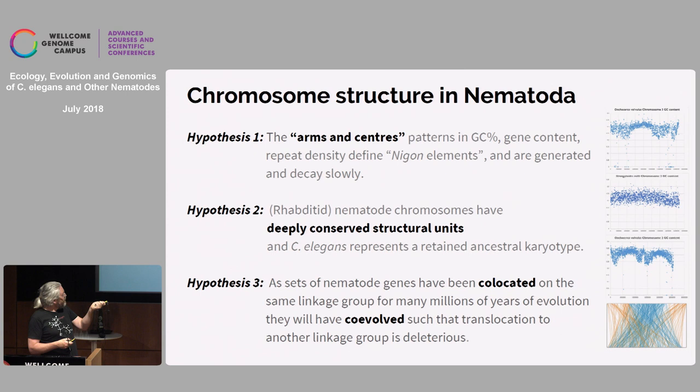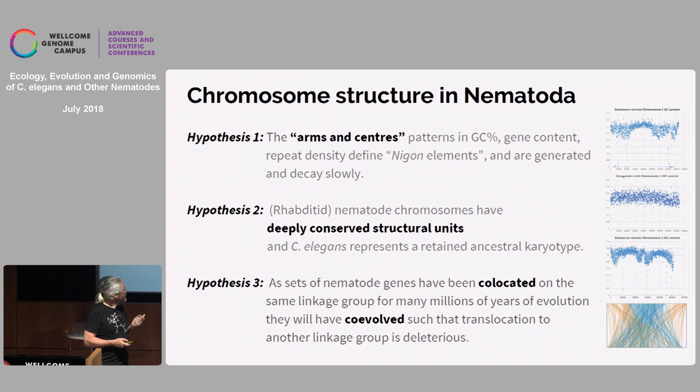The other thing this means is that the genes that are stuck on these units have been co-located on the same units for large periods of evolutionary time. So for Drosophila, that was about 39 to 40 million years. For these nematodes, we don't actually have a date for the base of 3, 4, 5, but it's going to be hundreds of millions of years. So they've been located in the same linkage group for many millions of years and are likely to have co-evolved, such that a translocation to another linkage group would be disruptive. It'd be interesting to know which genes can move and which genes cannot.